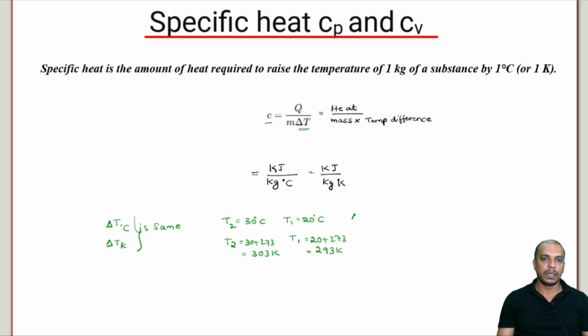Now what is delta T in degree Celsius? It is 30 minus 20, 10 degree Celsius. Similarly, what is delta T in Kelvin? It is 303 minus 293, 10 Kelvin. So, technically speaking, whether you use kilojoule per kg degree Celsius or kilojoule per kg Kelvin, they both will be the same. Now, let us understand specific heat.